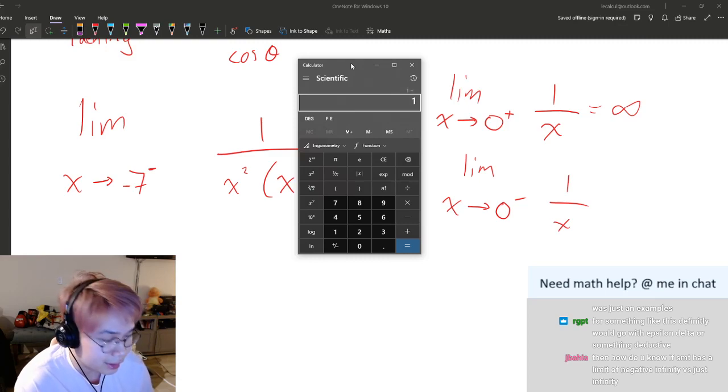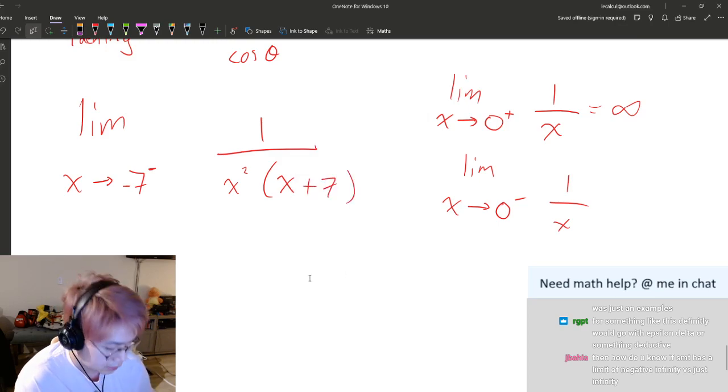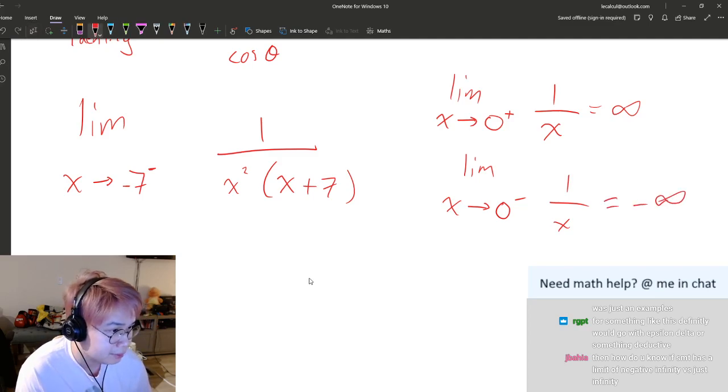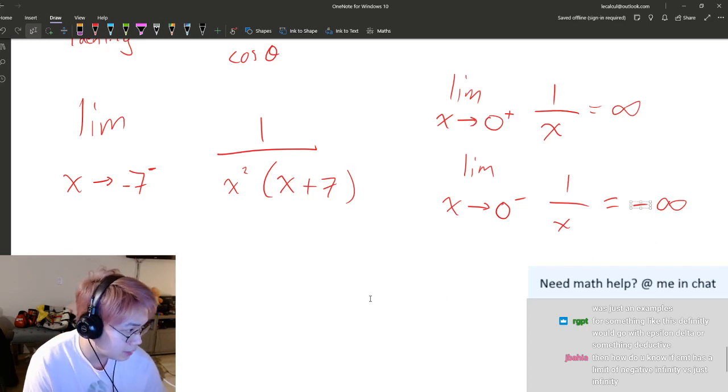For example, 1 divided by negative 0.1. Now you get negative 10. 1 divided by 0.0001, but negative. You get negative. So when we approach from the left side, it becomes negative infinity because you're dividing by a negative. It's 1 divided by some negative number. The answer will be negative. So hopefully that makes sense.